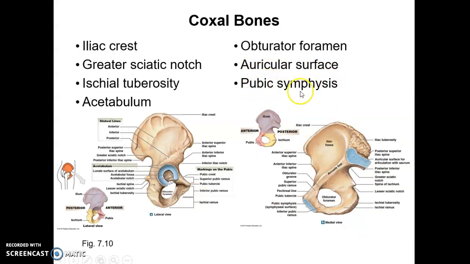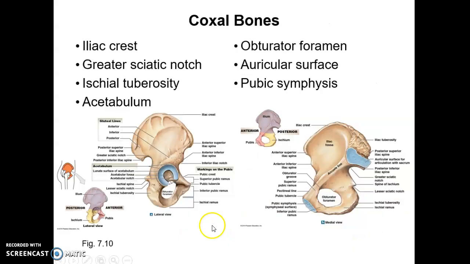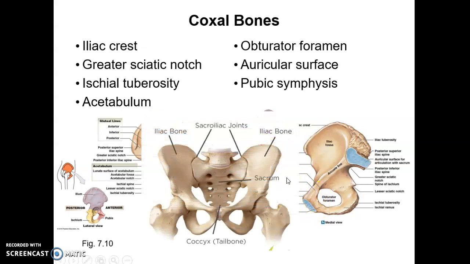And then the pubic symphysis, seen here, the articulation, the joint between the pubis of each hip bone. And notice the blue here, that's the cartilage at the pubic symphysis of the pubis of the hip bone. Here you go, sacroiliac joints, and then the pubic symphysis anteriorly.